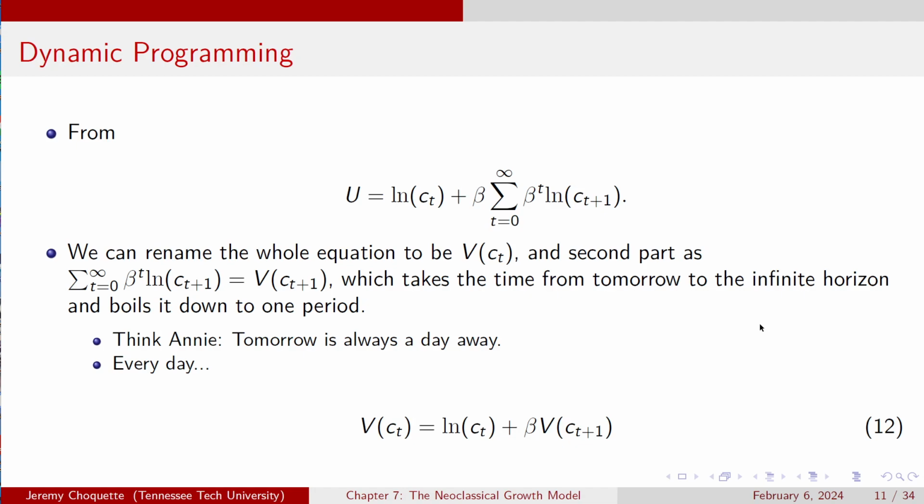So we've got today and tomorrow, but then tomorrow rolls around. Tomorrow now becomes today. What do we have? We've got today and tomorrow. Cool. Well, the day after tomorrow rolls around, and the day after tomorrow becomes today. We've got today and tomorrow. It's always today and tomorrow. So because of that, it boils down to a two-period problem, and it does so recursively. So I've got v of ct equals the natural log of ct plus beta times v of ct plus 1. Cool.